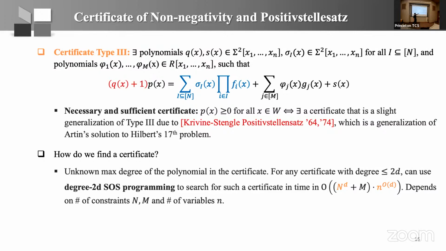But if you decide that you only want to find certificates with a maximum degree of 2D, this turns out to be something that you can actually solve. You can solve this using what's known as sum of squares programming of a particular degree, and the running time is roughly, I think I'm missing some polynomial here, some polynomial of this quantity. Okay, n is the number of inequality constraints. D is the maximum degree you want to go. Little n is the dimension.